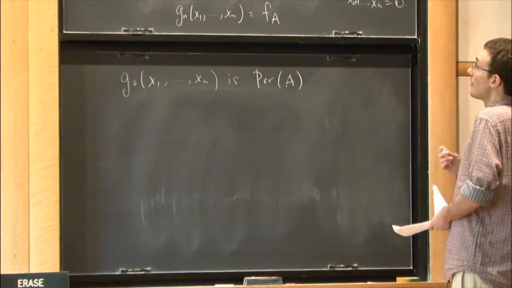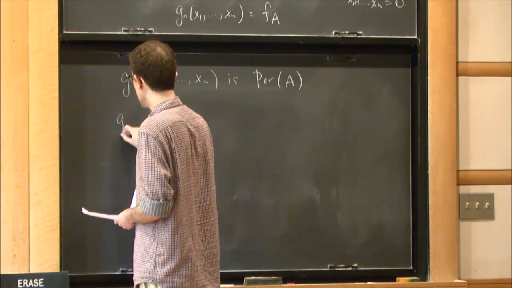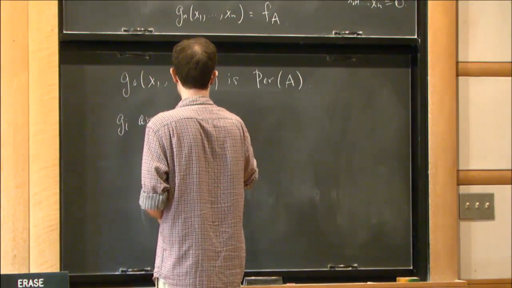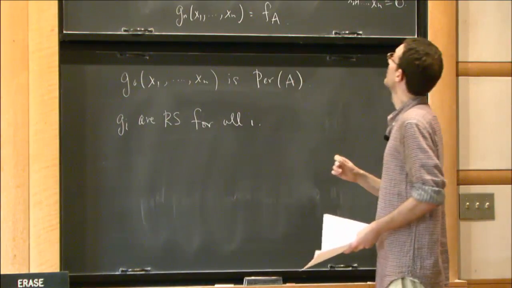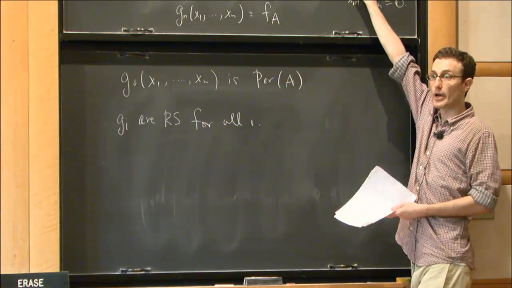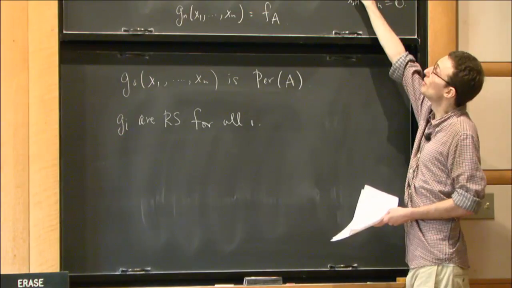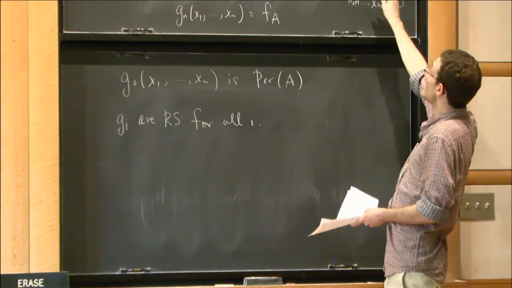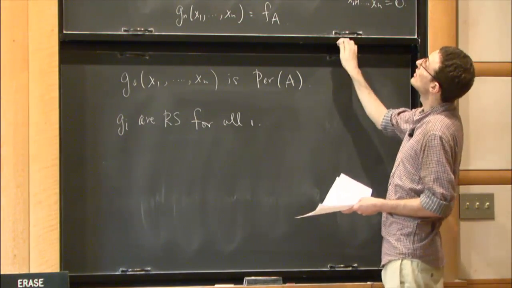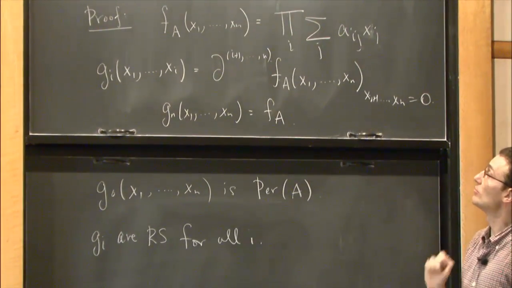Okay. Now, the important thing here is that all the g_i are real stable, for all i. The fact that the first one is real stable is not too hard to prove because it's a product of linear polynomials, and certainly real stability is closed under products. And it's not hard to show that if the a_ij's are greater than or equal to 0, this is a real stable polynomial.